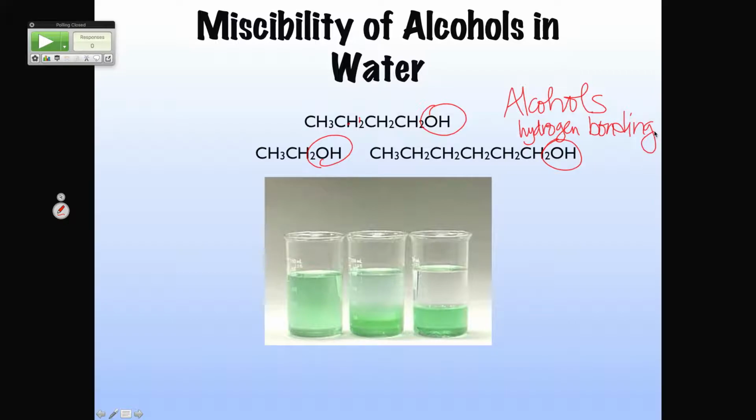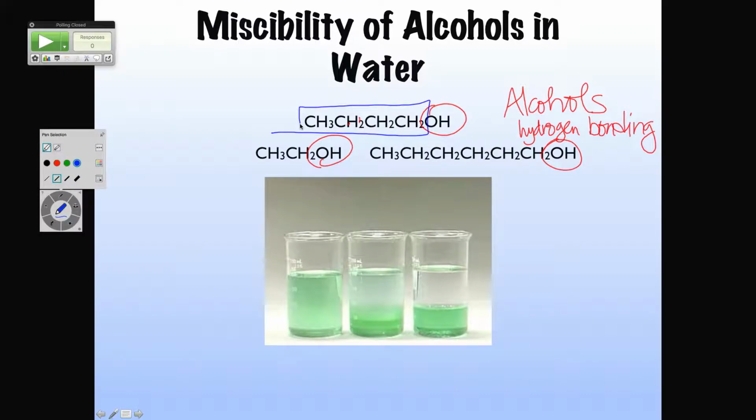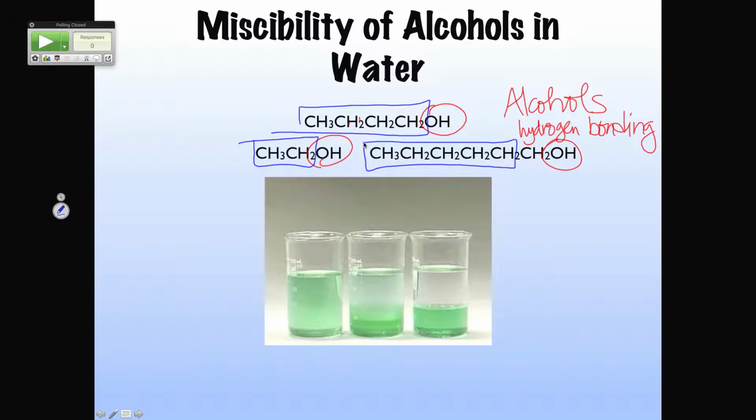Okay, now what's different about them is this other part of the molecule, this part. This part is made up of carbon and hydrogen groups. Those carbon-hydrogen groups are nonpolar. They do not hydrogen bond. Agree? So what happens is there's like a little battle going on in the molecule. There's a nonpolar part and there's the polar hydrogen bonding part.